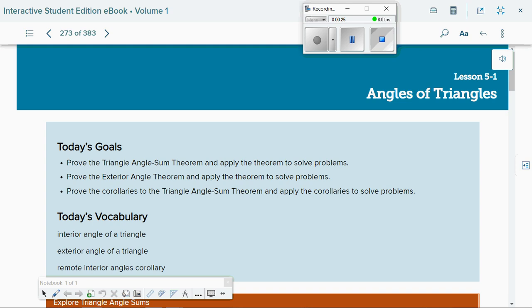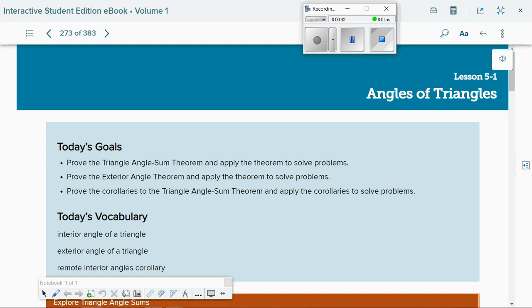Once again, if I'm going too fast, hit the pause button and get caught up with your notes, then hit play and get moving, okay? I apologize for the quality here, but I just have to make sure that you get this, okay?